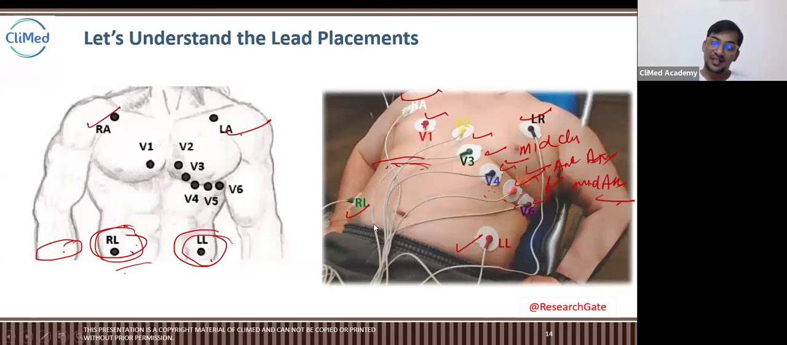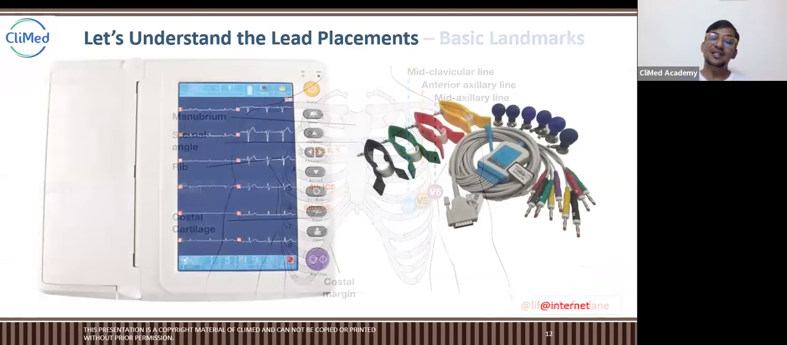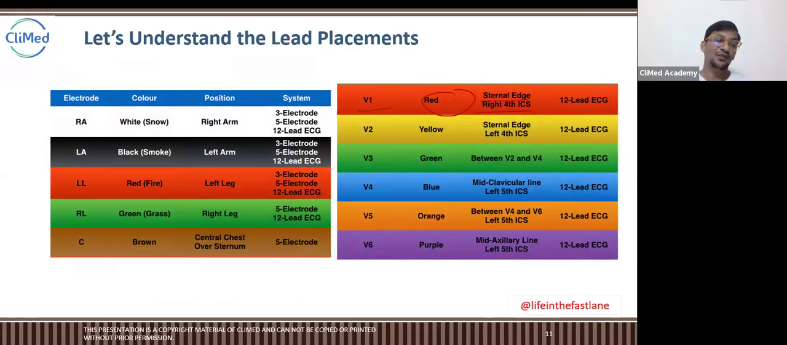Now with the colors, these are the colors given here. If you don't know which leads to put where, just follow the colors. Left arm will be black, left leg will be red like fire, right leg will be green like grass, and right arm will be white like snow. White and black are for the arms, red and green are for the legs: red for left leg, green for right leg.